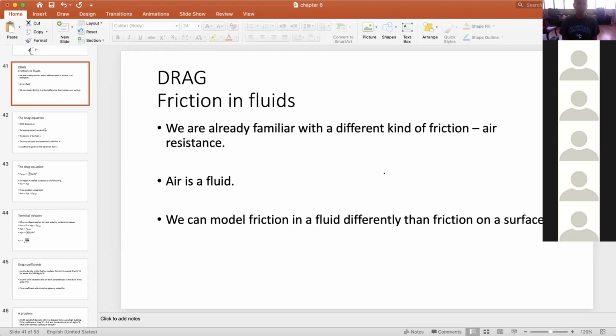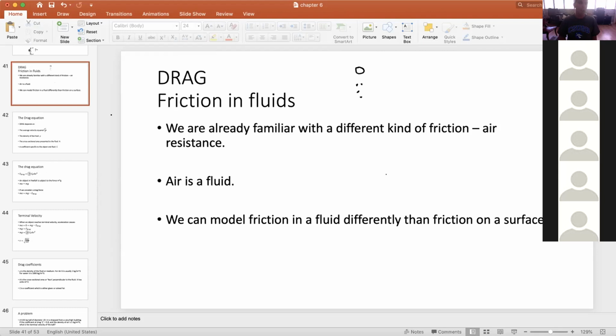But this model that we're going to use for friction or drag in fluids actually doesn't rely on the normal force. You don't have a normal force when you're free falling. So how can you have drag? How can you have friction? Well, the answer is that as you fall, your body runs into little molecules of air that slow you down.